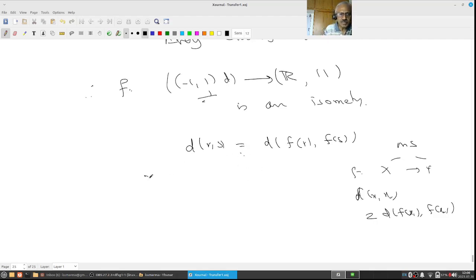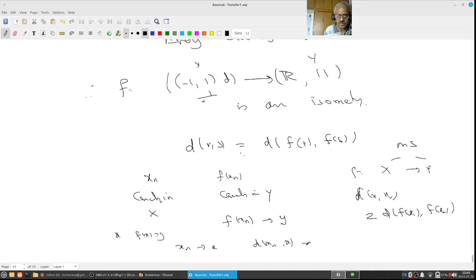Therefore, if you start with any Cauchy sequence xn in the domain X, then f of xn is Cauchy in Y. This is my Y, this is my X. And Y is complete, therefore f of xn converges to some y, and if x is such that f of x equals y, then my xn will converge to x. Why? Because the distance between xn and x is the same as the distance between f of xn and f of x, but that goes to 0, therefore this goes to 0. You understand that? Pause, review, proceed.